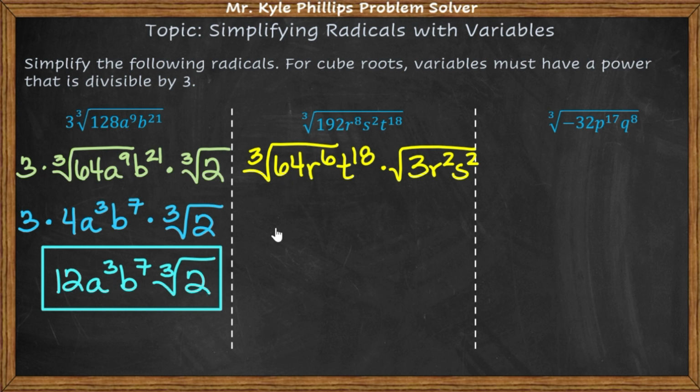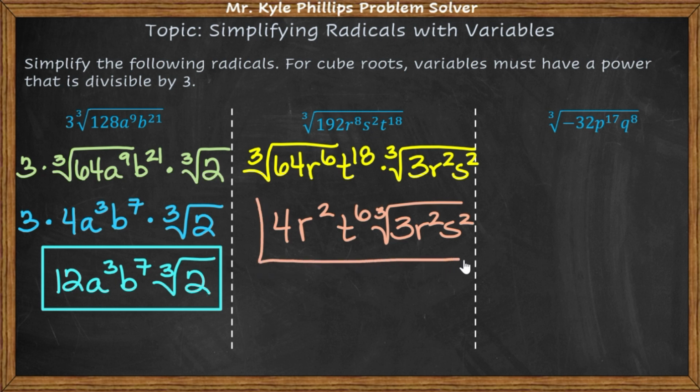So the cube root of 64 is 4. So I have 4 r. 6 divided by 3 is 2. 18 divided by 3 is 6. And this will be times 3r squared s squared. Nothing else underneath this radical can be simplified by a cube root. So here I need to remember my cube root here as well. So this is going to be my solution.